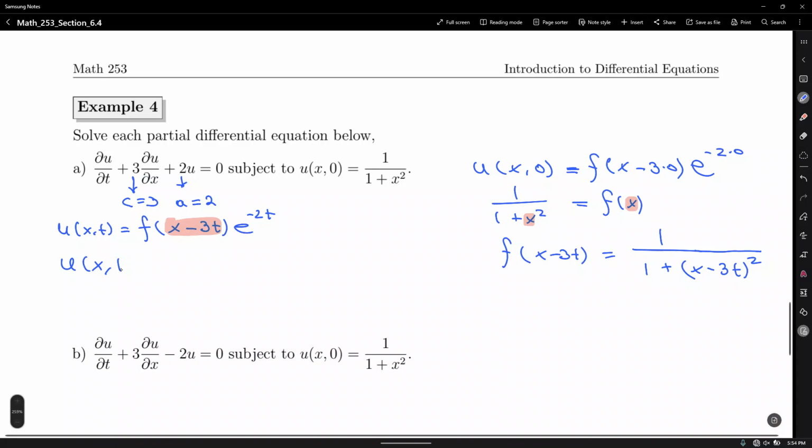U of x,t equals to this translation we did over here, which is 1 plus x minus 3t quantity squared, everything in the denominator of 1 times e to the negative 2t. And that is the particular solution given that initial condition.